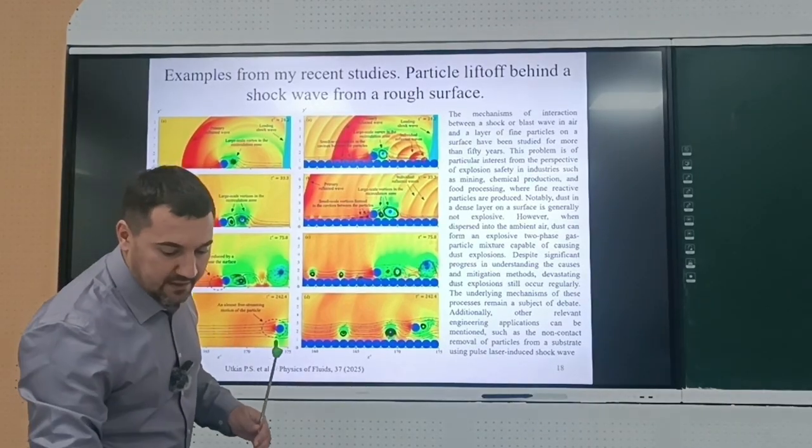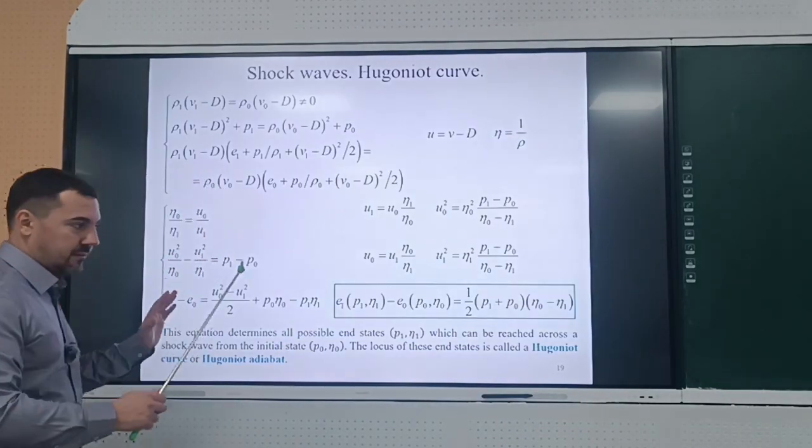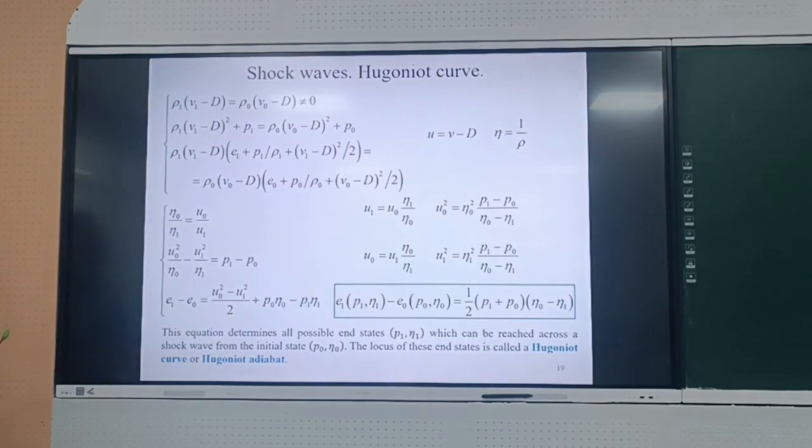Okay. Now let's move towards the analysis of the Rankine-Hugoniot jump conditions. So we derived the mass, momentum, and energy conservation equations across the shock.